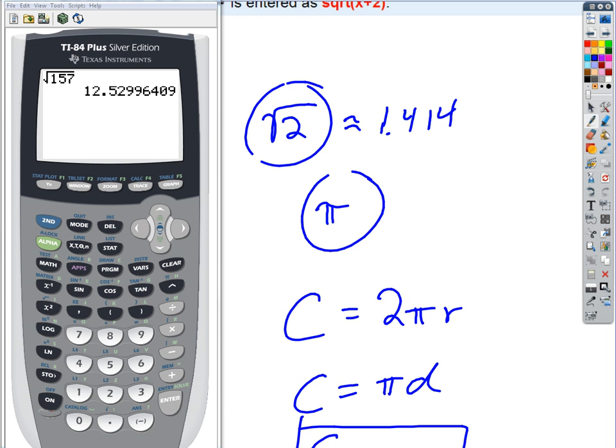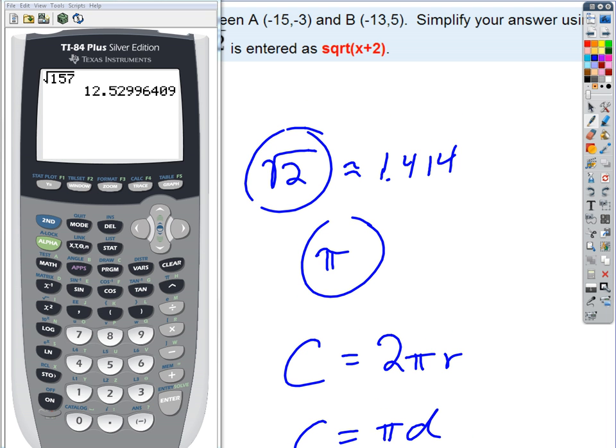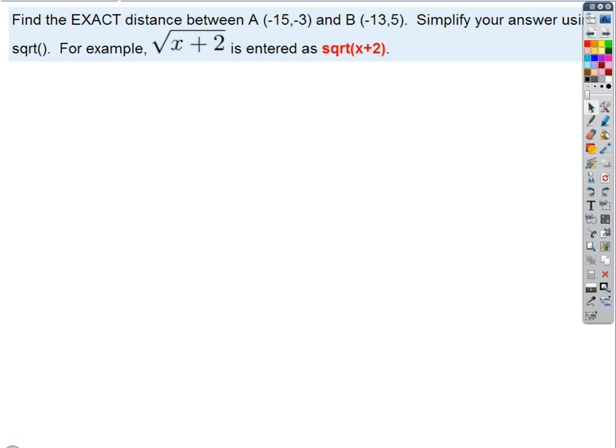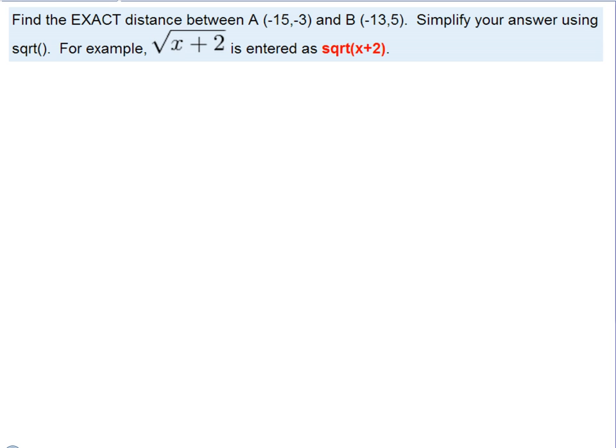Okay, so back to business here then. What about this? If we want to find an exact answer, we're going to do the same kind of stuff we did before, only the last step is going to be different. Instead of just putting it in our calculator, we've got to write this in exact form.